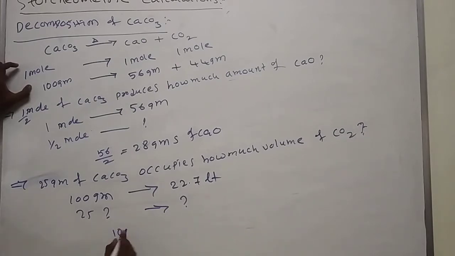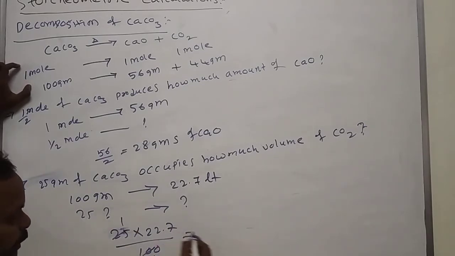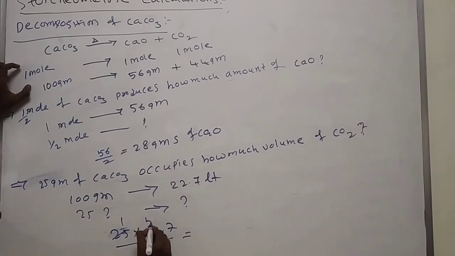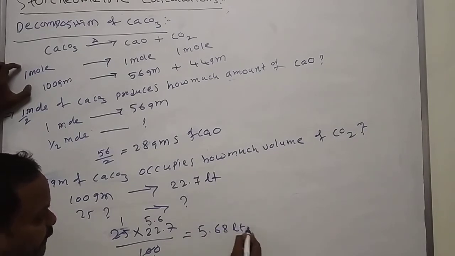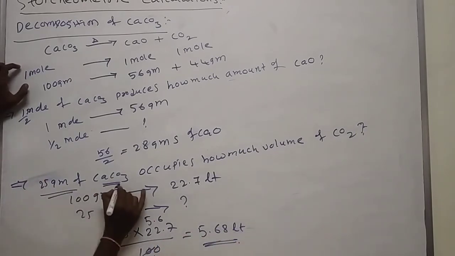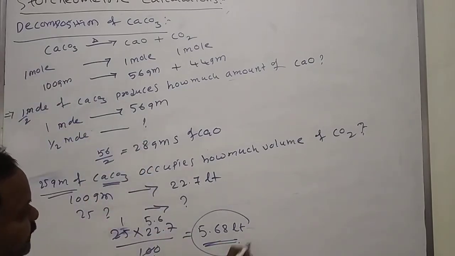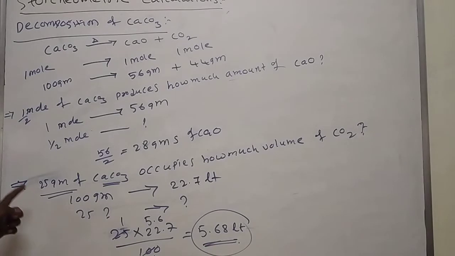25 into 22.7 by 100. 25 fours are 100, so 22.7 by 4. 4 fives are 20, 4 sixes are 24, 4 sevens are 28, so nearly 5.68 liters. 25 grams of calcium carbonate occupies 5.6 liters of carbon dioxide. This is the gram volume ratio. This is the gram mole ratio.